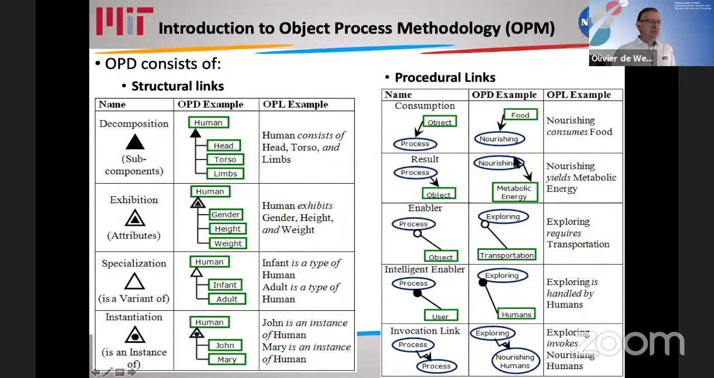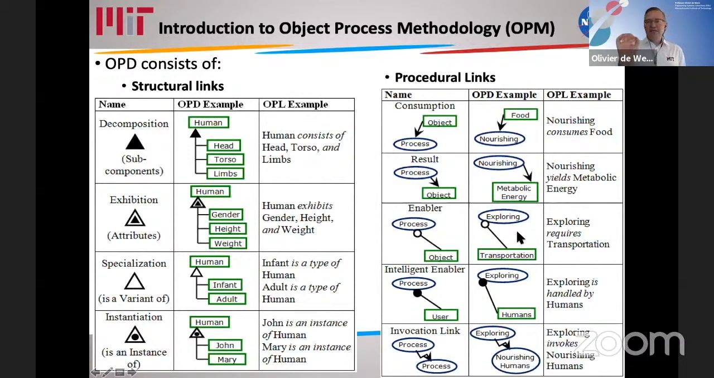The consumption link means an object is being consumed by the process. A resultee link means that a new object was created out of the process. So the arrow points out of the process into the object, like producing metabolic energy as a result of the nourishing process. Instrument links, like a means of transportation, a pressurized rover, like you just saw in that picture, is an instrument of the process of exploring.